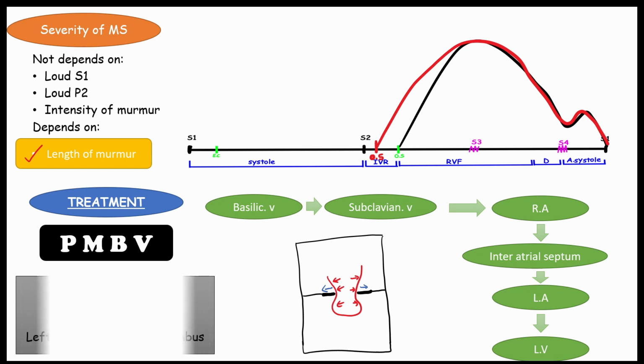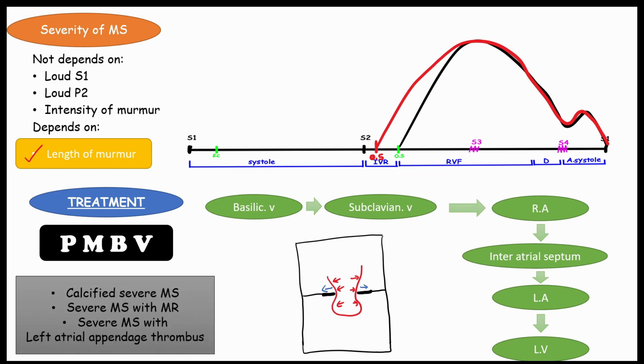Mainly, percutaneous mitral balloon valvotomy is contraindicated in calcified severe mitral stenosis because it causes embolism, in severe mitral stenosis with mitral regurgitation, and in severe mitral stenosis with left atrial appendage thrombus.